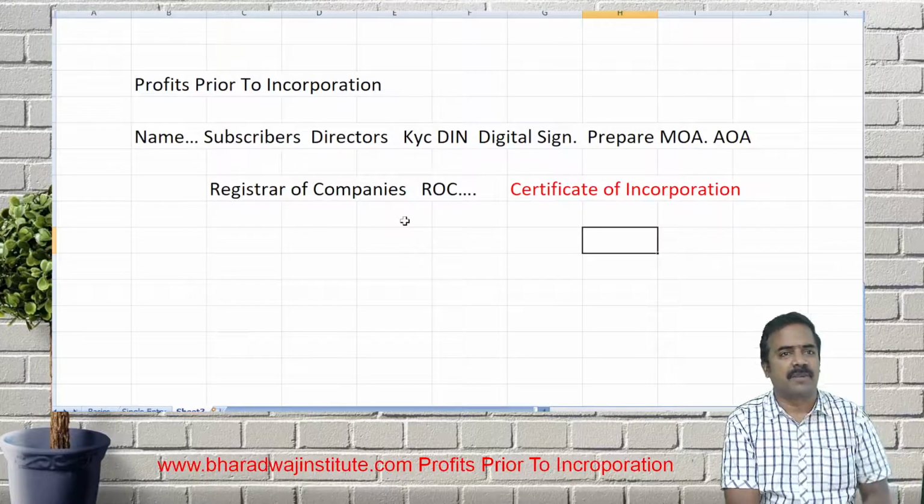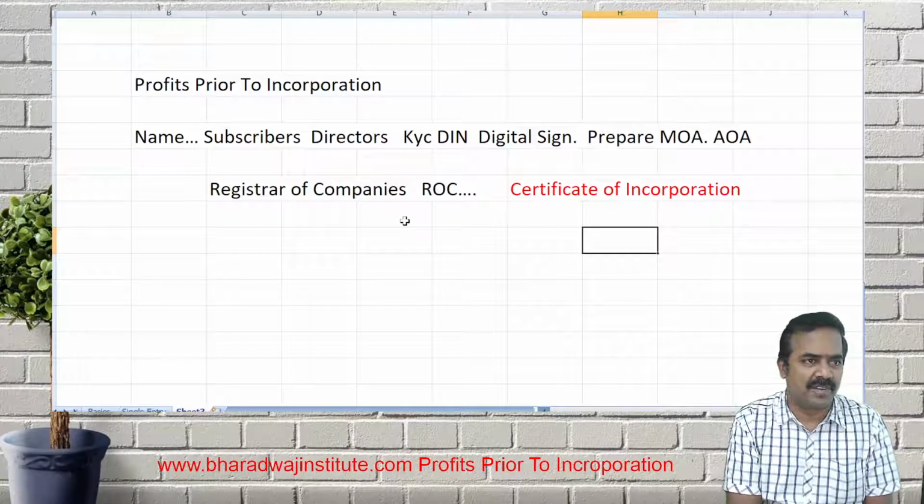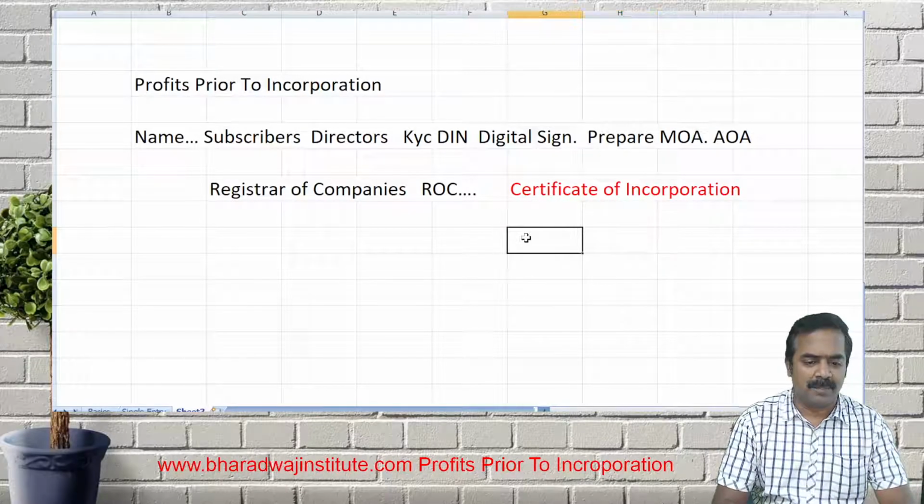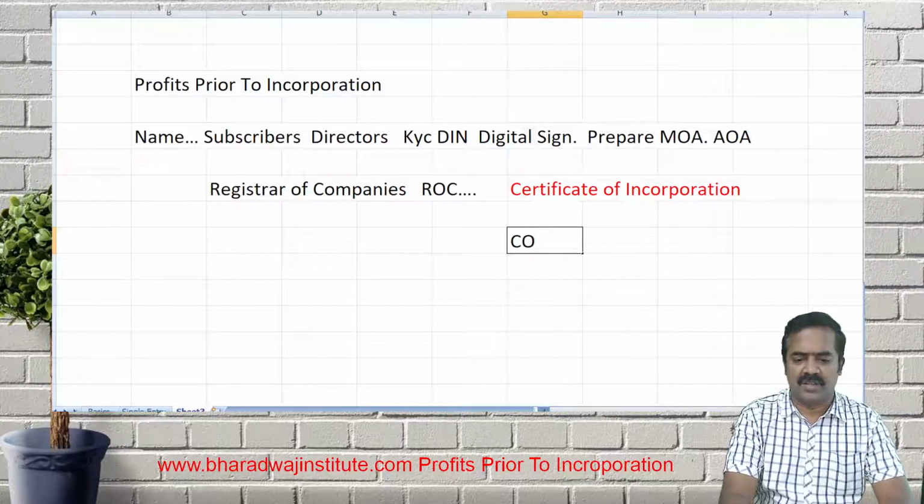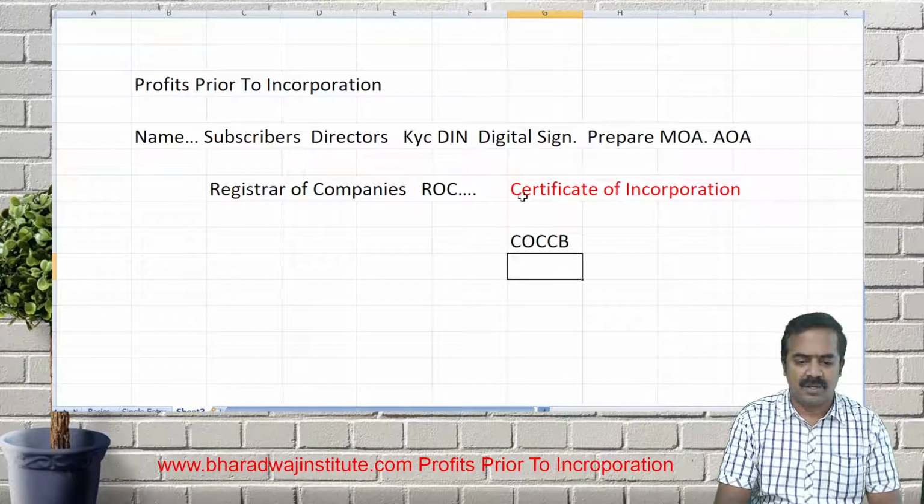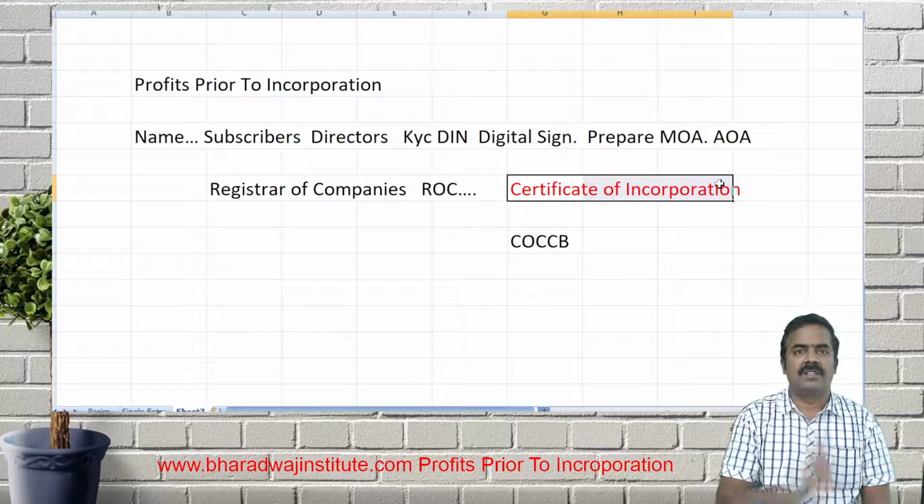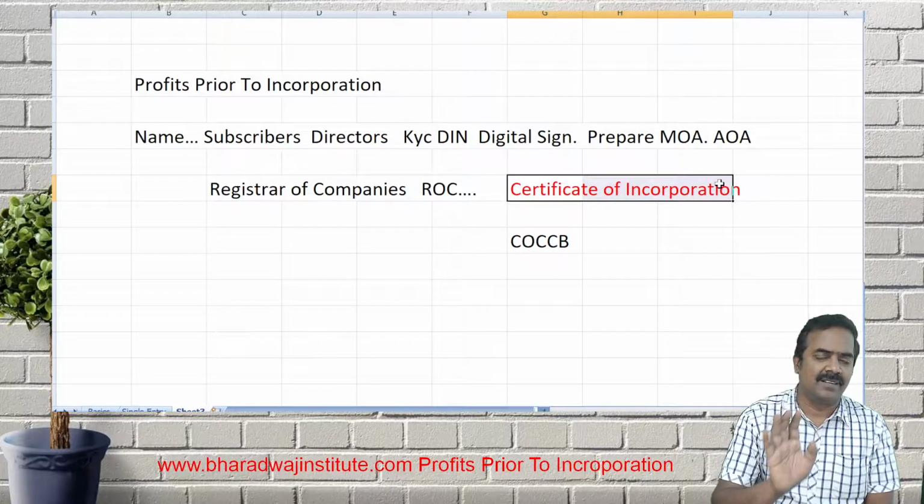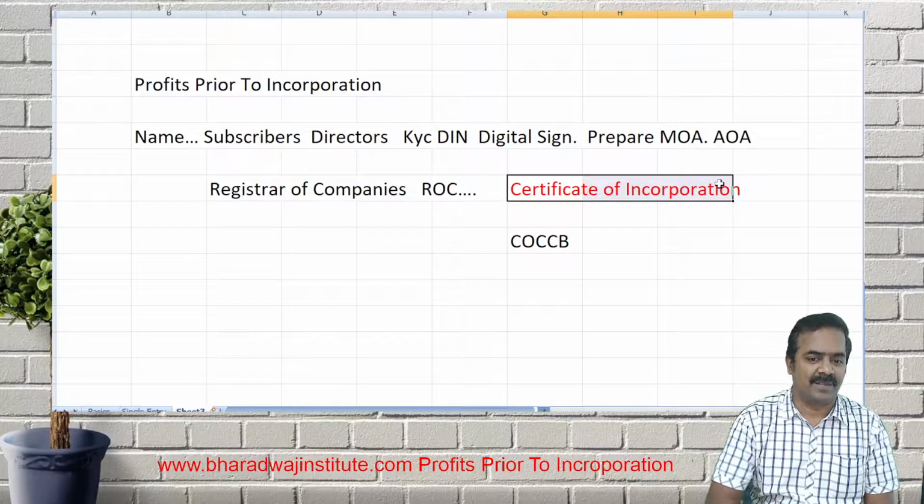For example, if you started a private limited company, same like Bharadwaj Institute Private Limited, it can start the business immediately. But a public company has to go for one more certificate called a certificate of commencement of business. What is the difference? Certificate of incorporation is just to tell that the company has existence, that the company is born. It's like a birth certificate, Madhuri.